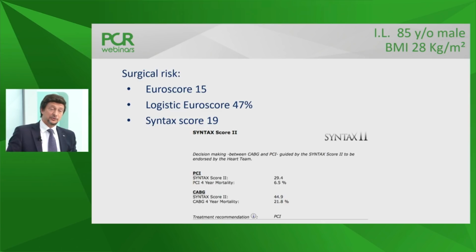But there was absolutely no way to convince this gentleman, who said himself, I am 85 years old, I don't need to live another 10 years, so I don't want to undergo surgery. And as you can see, the scores give right to what he's saying, because the predicted mortality at 4 years for SYNTAX score 2 is much higher with surgery than with PCI.